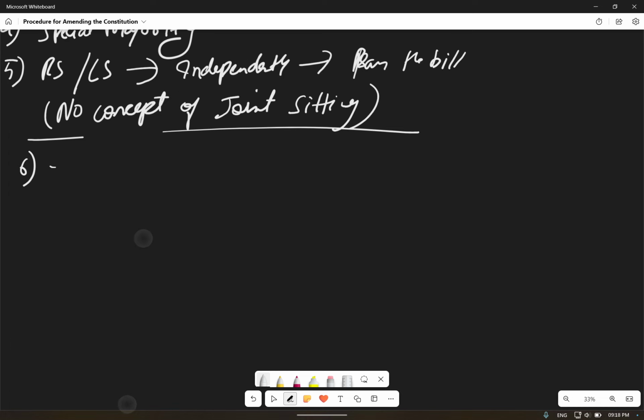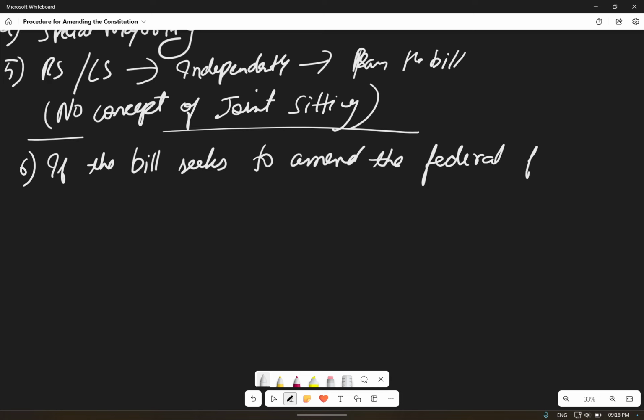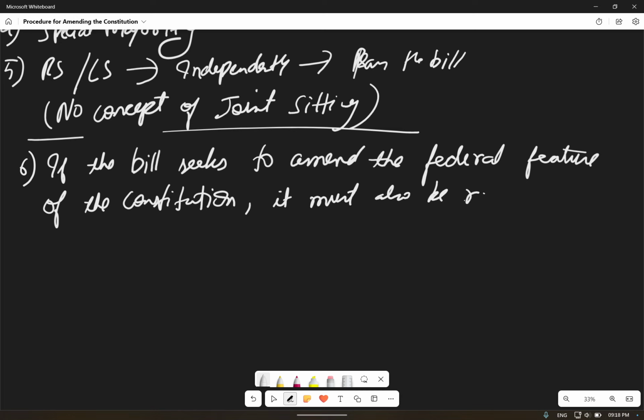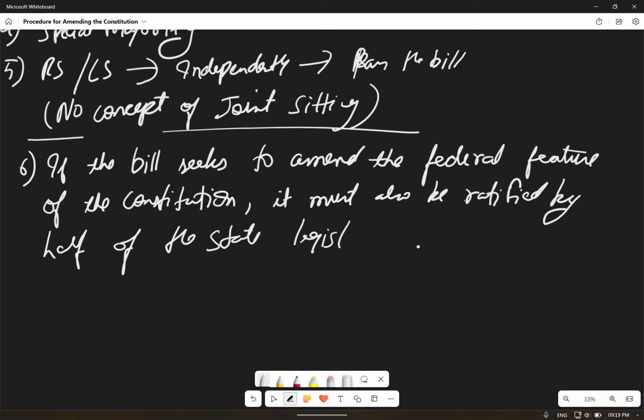So if the bill seeks to amend the federal feature of the constitution, it must also be ratified by half of the state legislatures with a simple majority. It is not the third one, it is the second one.